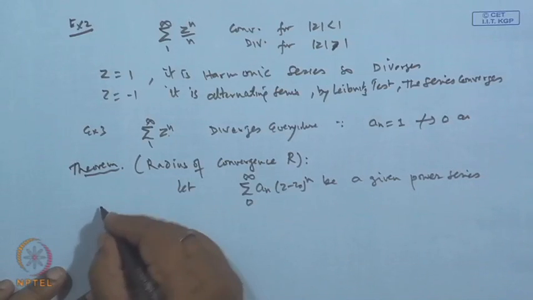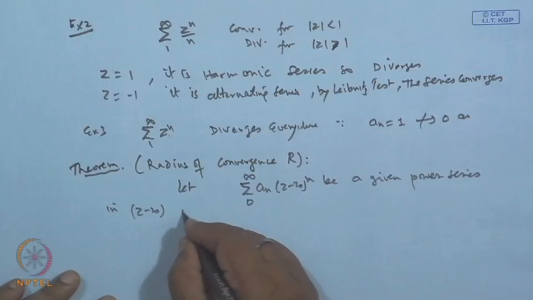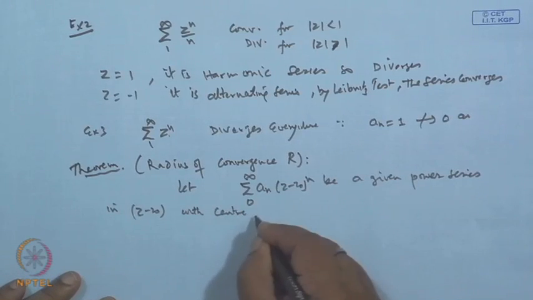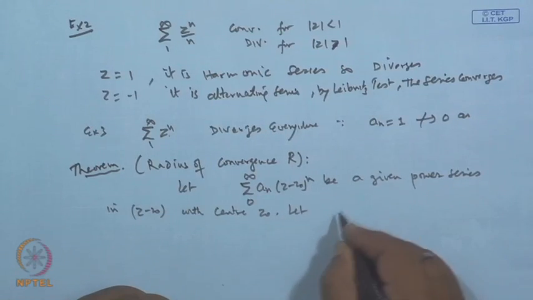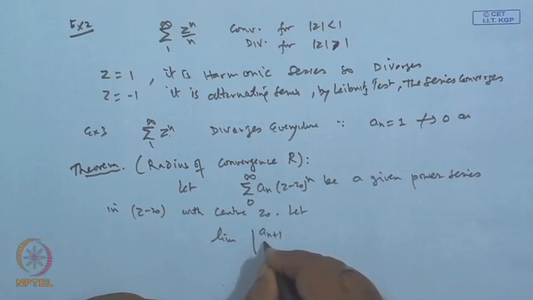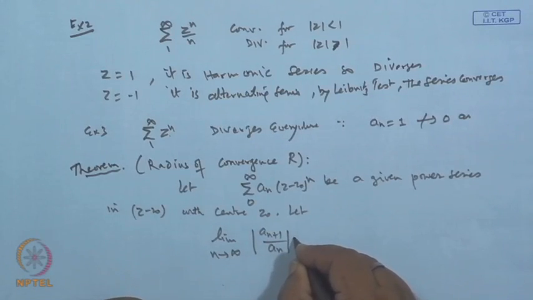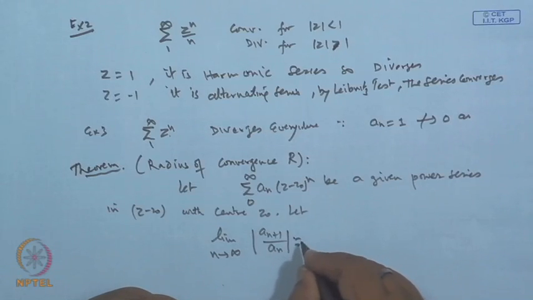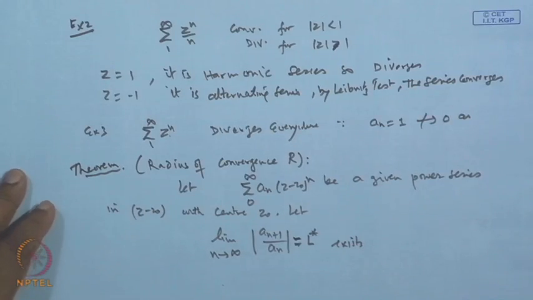Power series in z minus z naught, centered at z naught. Let us suppose the limit of mod a n plus 1 over a n as n tends to infinity exists, and say it is L star.